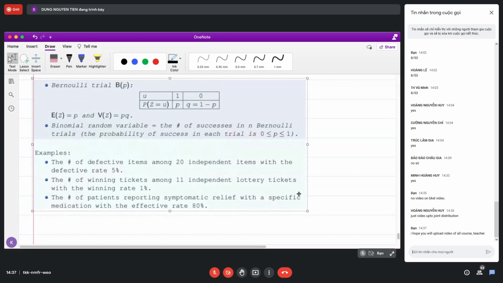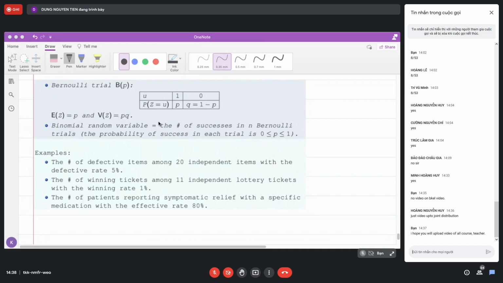Okay, so a binary trial is a trial in which you can win or you lose. All right, 1 means you win and 0 means you lose. You are winning with probability p and you are losing with probability q, which is 1 minus p. It is very easy to prove that the mean value of z is p and the variance of z is p times q. All right, you can verify that very easily.